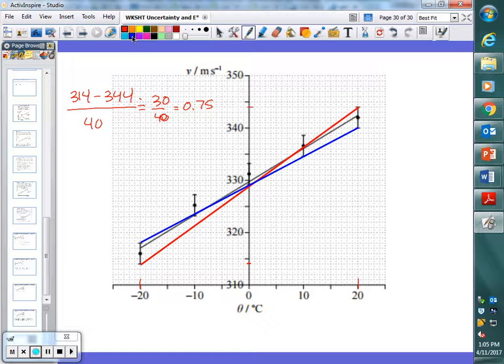Then for blue, right? Technically that'd be a negative slope, but whatever. So then, right, 318 minus 340. That also takes place over 40 degrees Celsius on the x-axis.